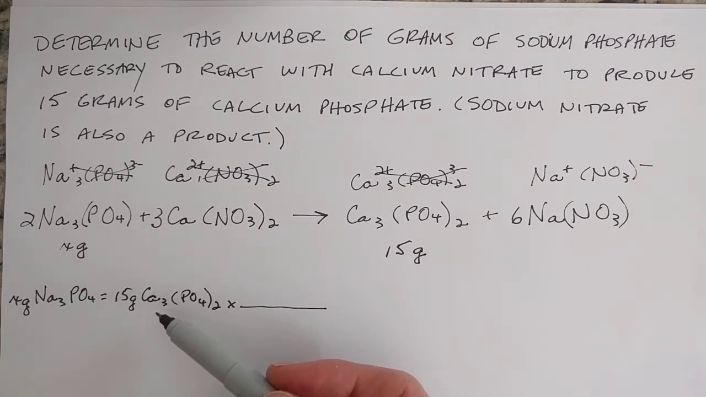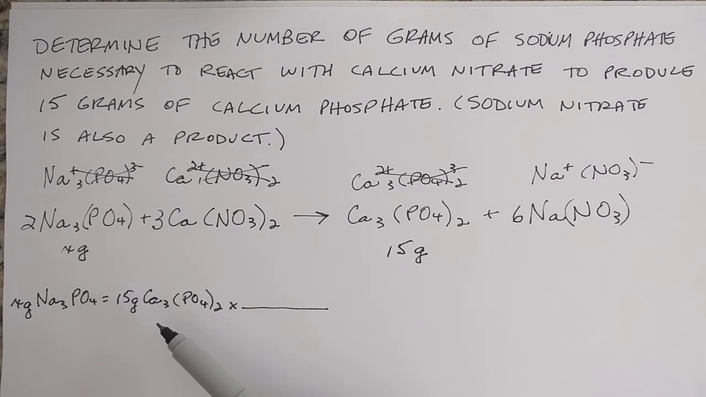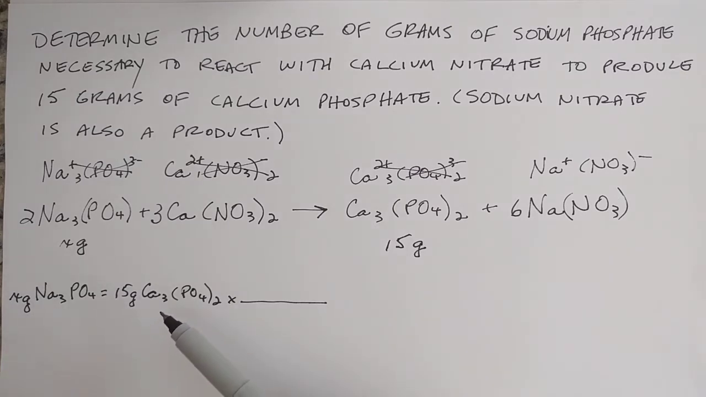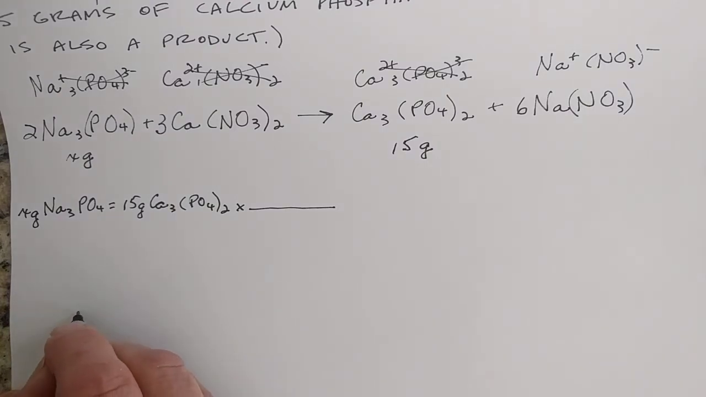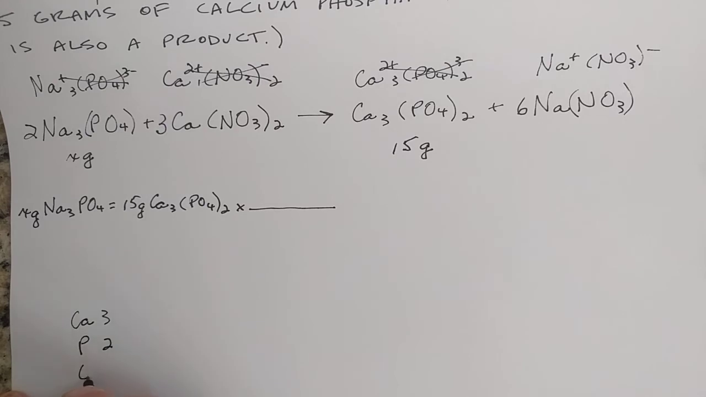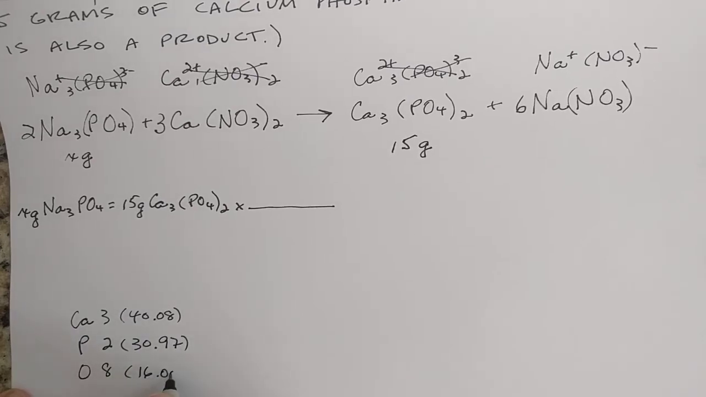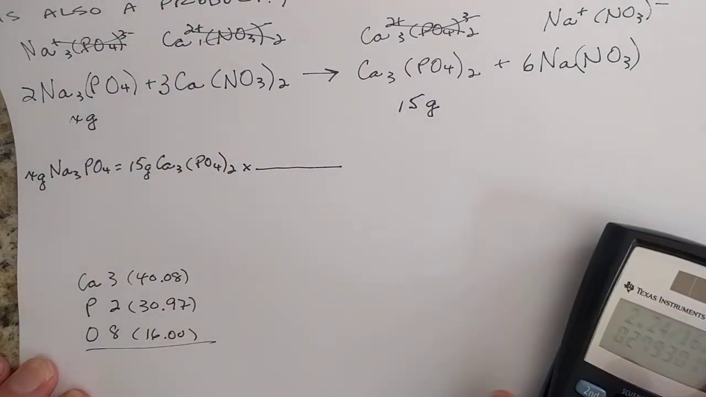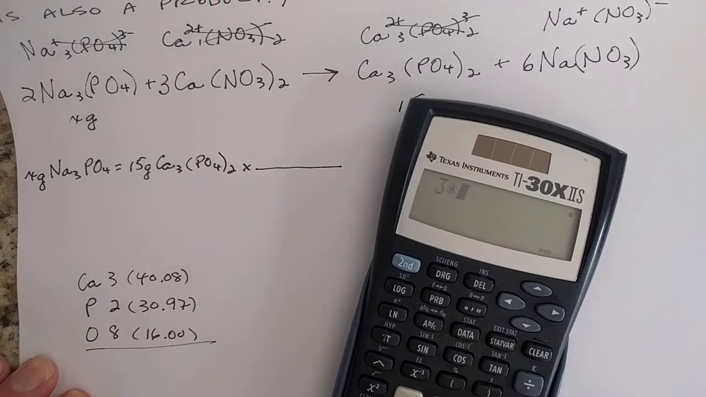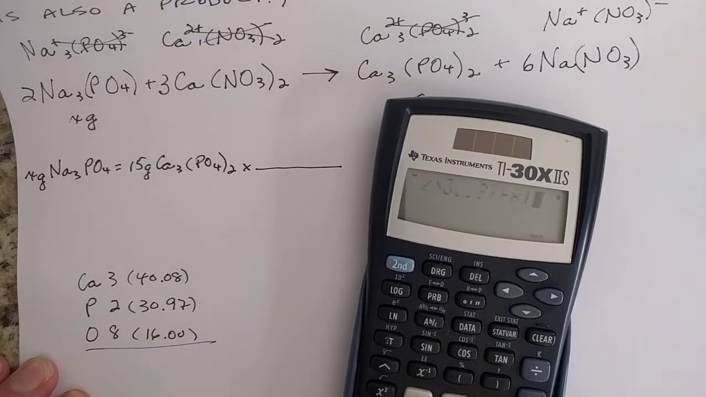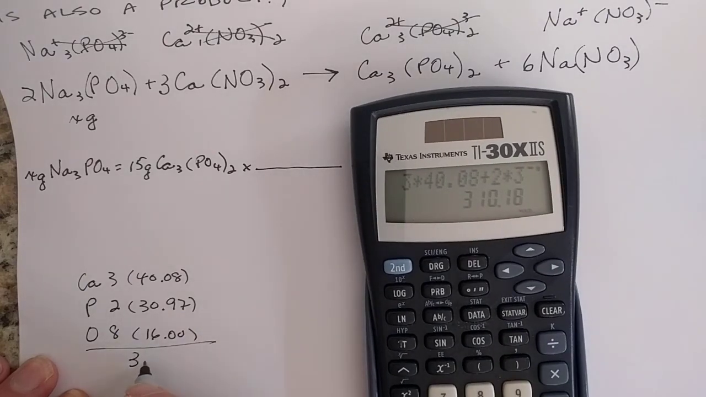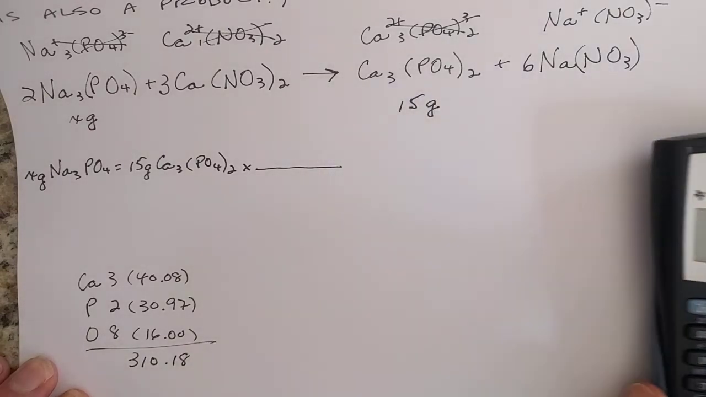Starting with grams, first thing we're going to do is change those grams to moles. In chemistry, we're almost always changing grams to moles. So we need to do a molar mass calculation to get the grams in 1 mole. So I'll do that down here. So calcium, we have 3, phosphorus, we have 2, and oxygen, we have 8. So calcium is 40.08 from the periodic table, phosphorus 30.97, and oxygen 16.00. So we're going to add them up. So 3 times 40.08 plus 2 times 30.97 plus 8 times 16 equals 310.18. So that is the grams in 1 mole.